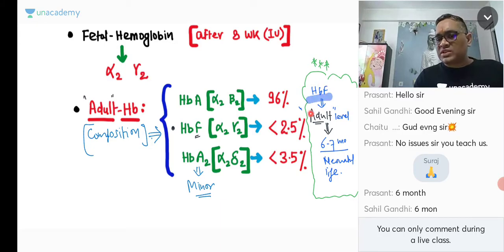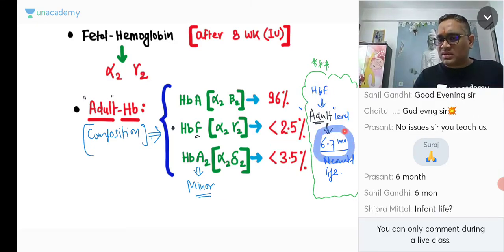So fetal hemoglobin will reach the adult level. What is adult level? Less than 2.5%, right? By what time? By the age of 6 to 7 months, right? So infant life, that's what I'm saying. Neonatal life means infant life only, right? Infant means I think 1 month only, right? Neonatal means neonates. Whatever it means, it's 6 to 7 months after birth.